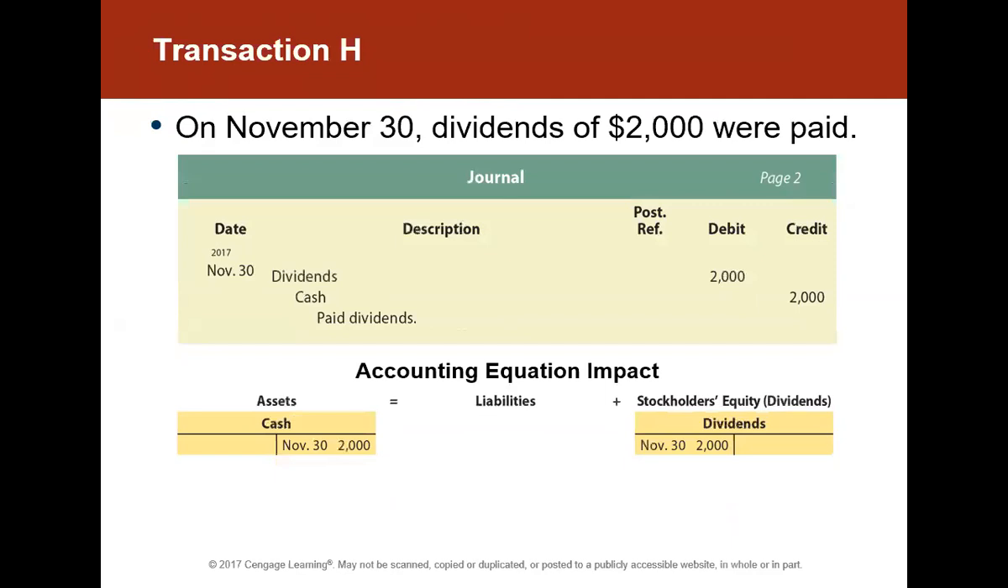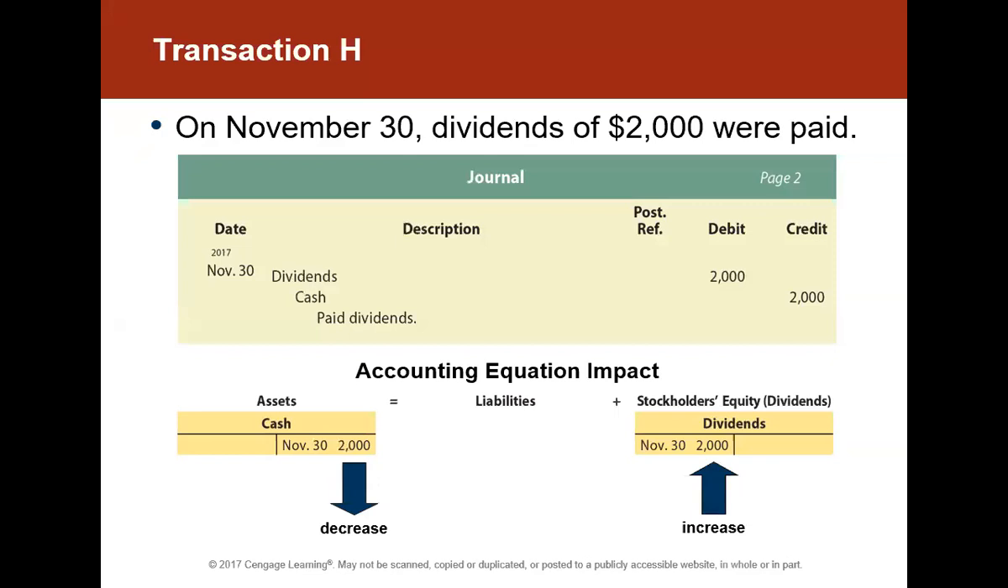And I think this one might be the last one here. On November 30th, dividends of $2,000 were paid. Dividends decrease equity, so we show a dividend increase as a debit, and paid with cash, so cash gets credited. And they're showing it again in the T accounts. I thought that's where it ended. So that goes through an example of pretty much every account type.